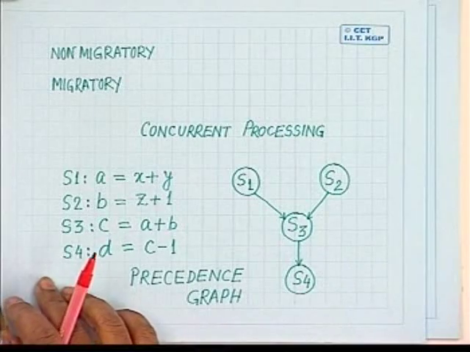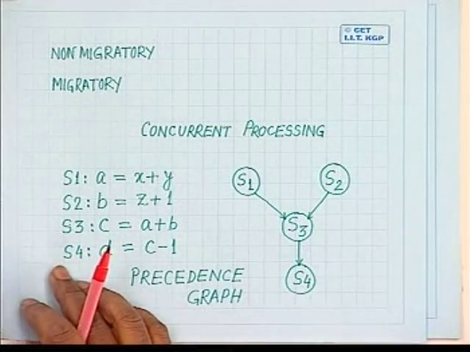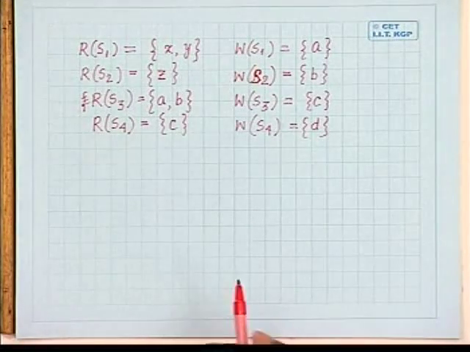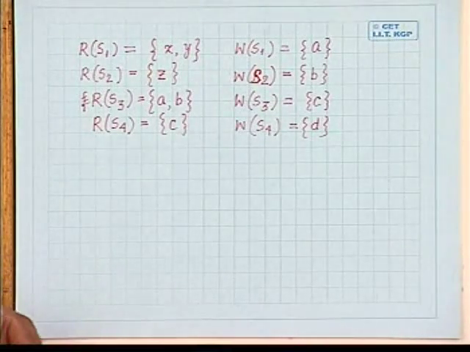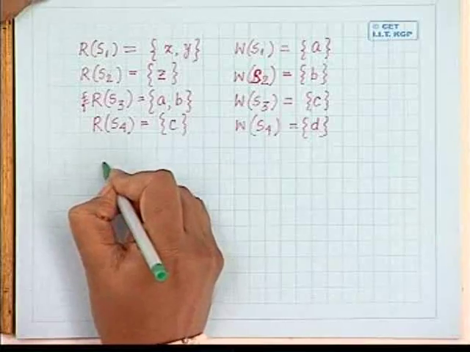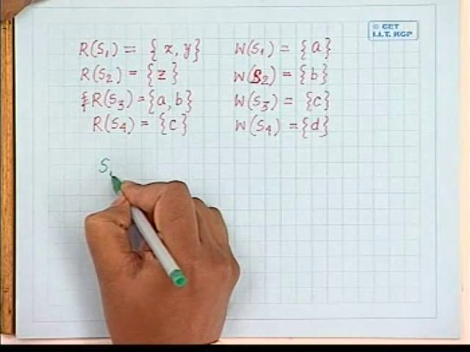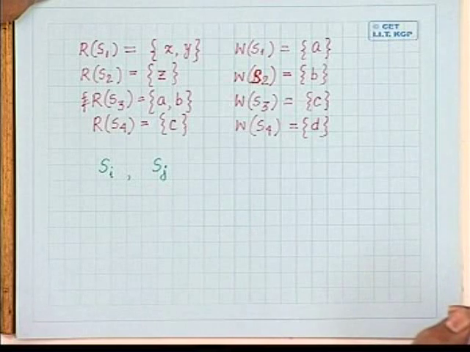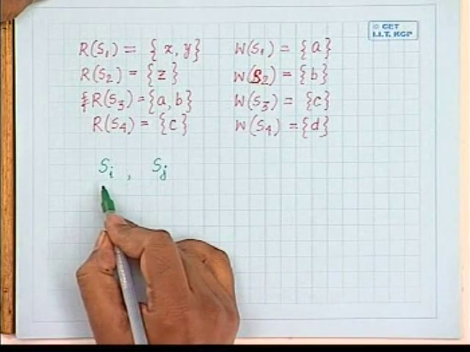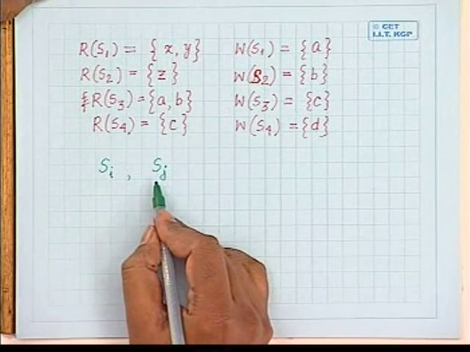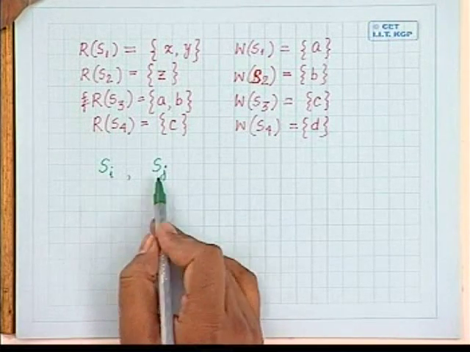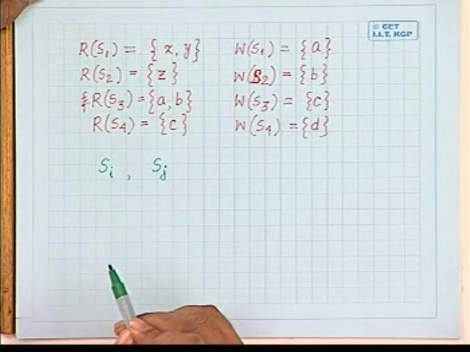Okay. So, if you study the read set and write set, you will find out that two statements, say Si and Sj, I take any two statements, one is statement Si and another is statement Sj. I can find out the read set of Si, the read set of Sj, the write set of Si, and the write set of Sj.